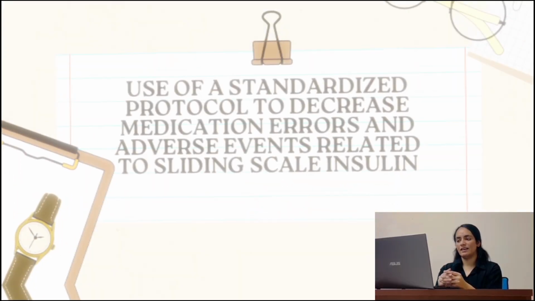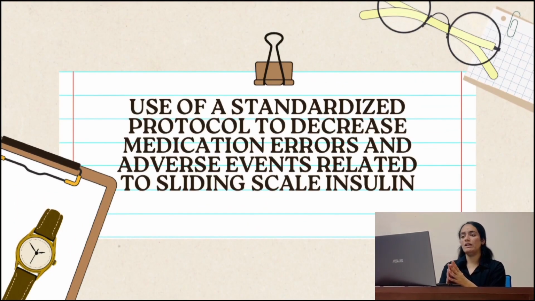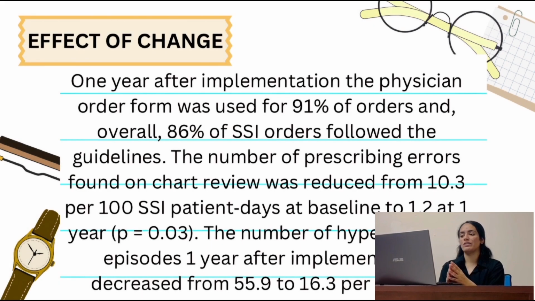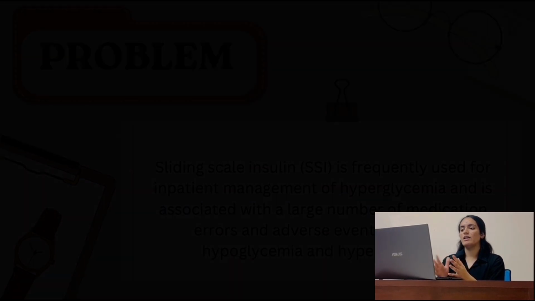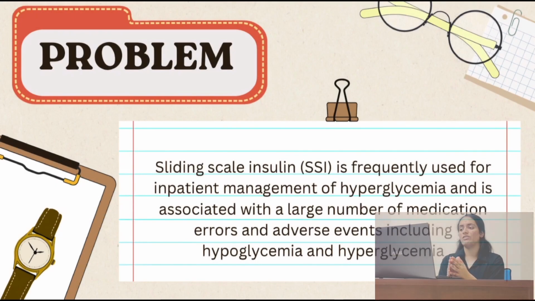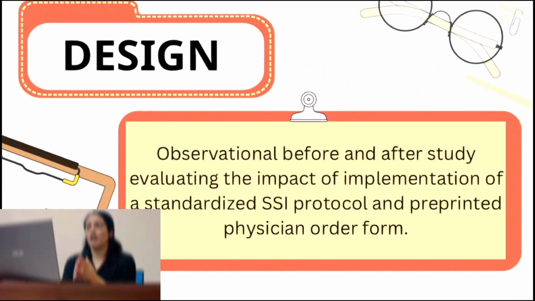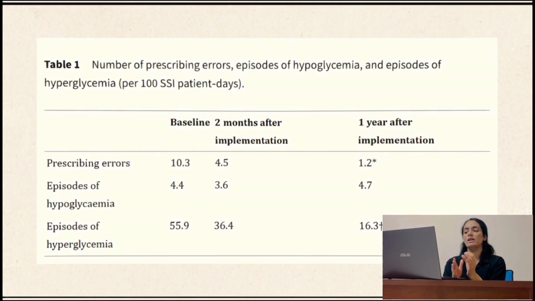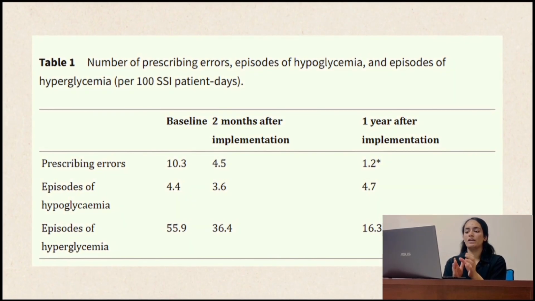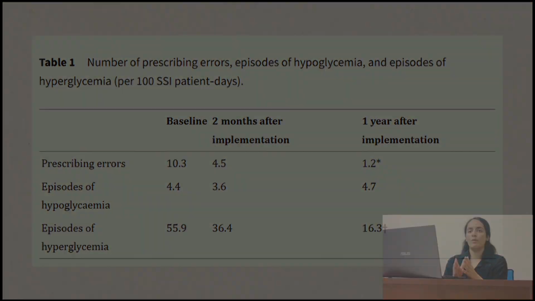A study on sliding scale insulin protocol implementation revealed that the protocol reduced the complexity and variability of the SSI orders, which helped to reduce prescribing errors and hyperglycemic episodes. The study focused on addressing the high frequency of medication errors and adverse events. It was an observational study comparing outcomes before and after the implementation of a standardized SSI protocol with pre-printed physician order forms. It was found that within a year, prescribing errors dropped significantly from 10.3 to 1.2.